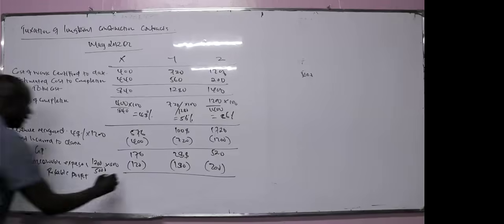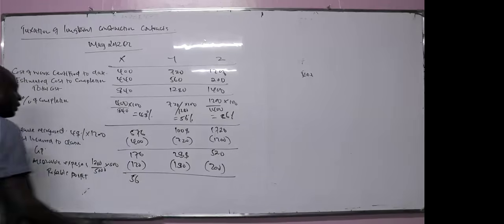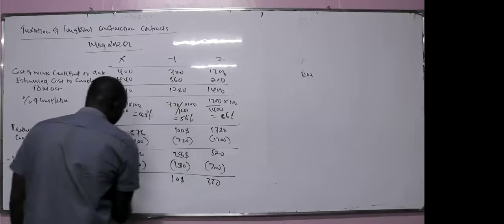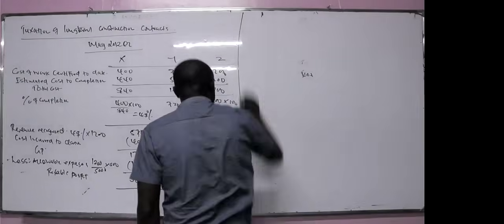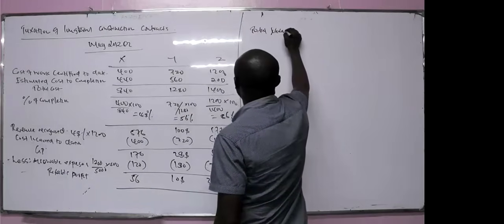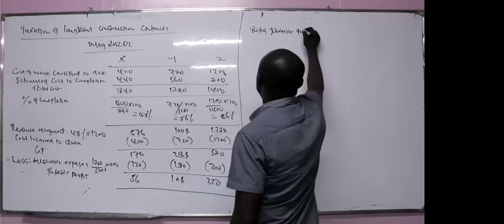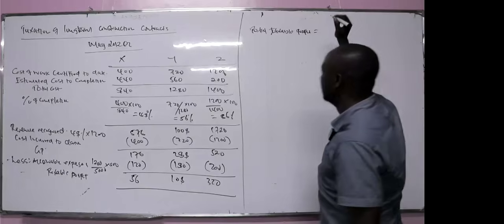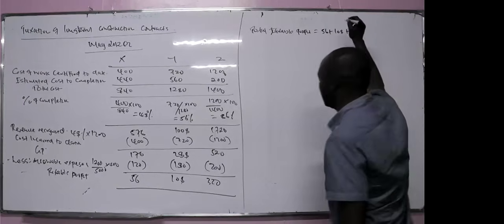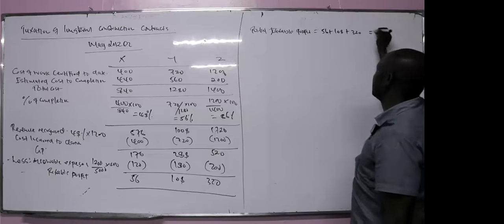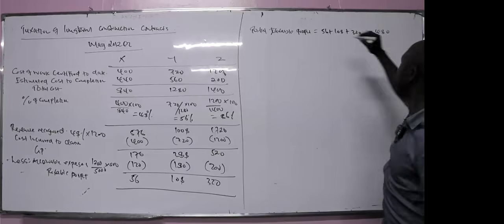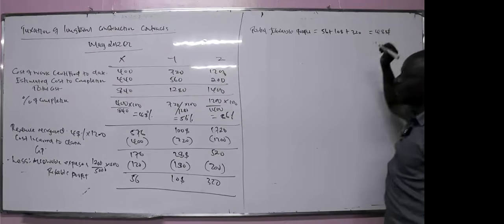So this one is 56, 108, 320, isn't it? Yes. So we get here the total taxable profit. Total taxable profit is going to be 56 plus 108 plus 320. It gives you how much? 408.84.